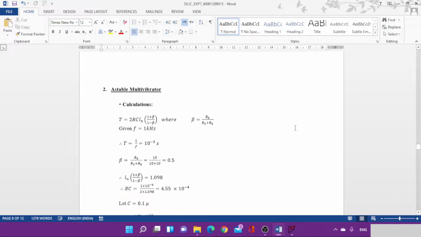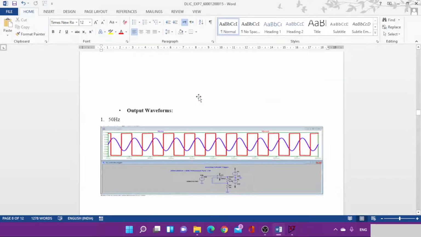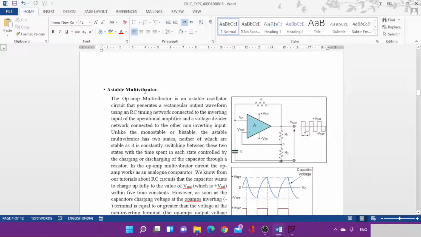Moving on to the next part, we have an astable multivibrator. The astable multivibrator is basically an application of the Schmitt trigger only. It also acts like an oscillatory circuit where it generates a rectangular output waveform using this RC network connected to the inverting terminal.